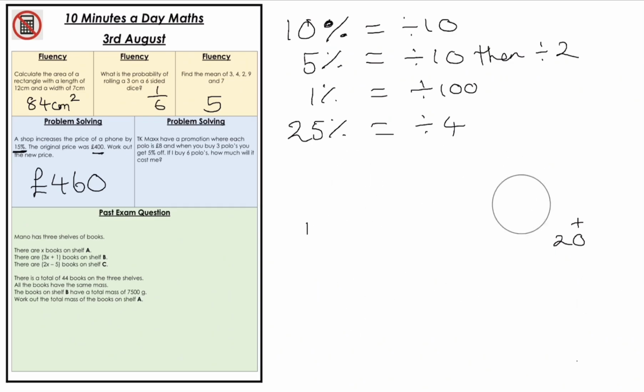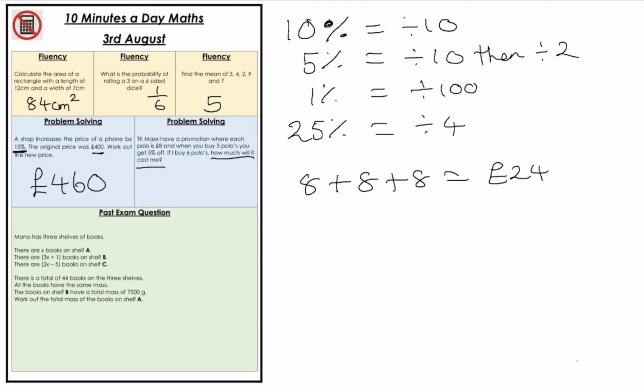So I'm going to keep those percentages up there for our next problem solving question. It says TK Maxx has a promotion where each polo is £8 and when you buy 3 polos, you get 5% off. If I buy 6 polos, how much will it cost me? Okay, so for every 3 polos, I'm going to get 5% off. So 8 plus 8 plus 8 is 24.